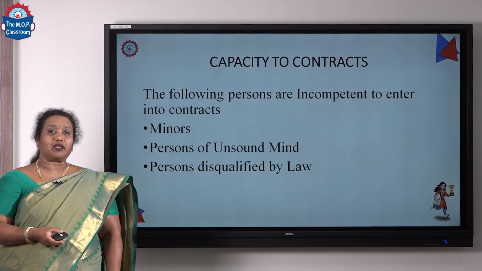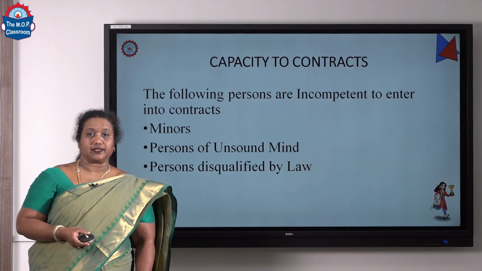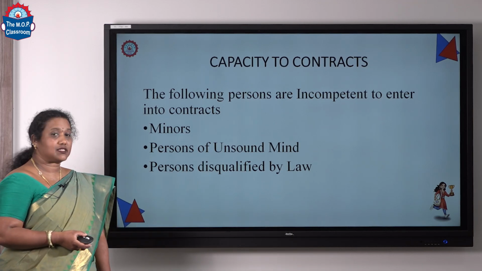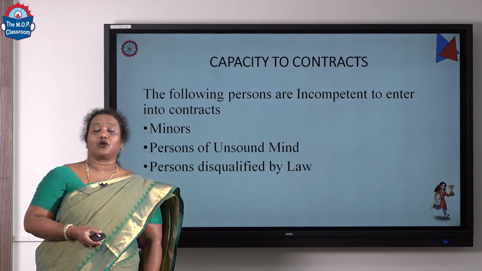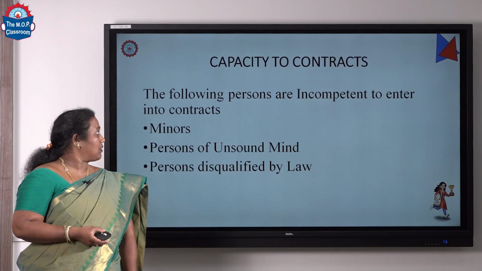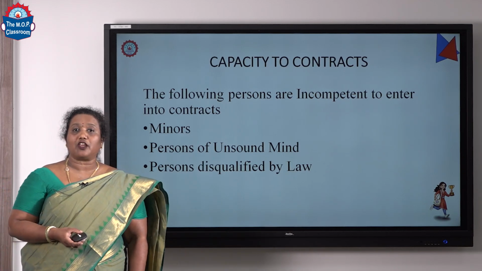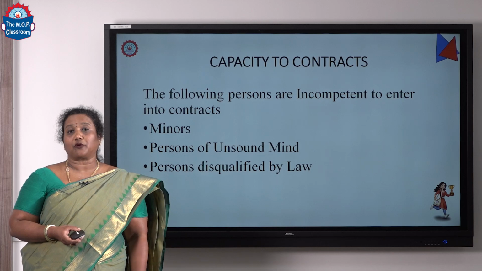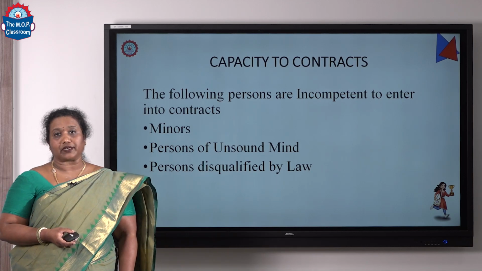Now, who is a minor? A minor is a person who has not attained the age of majority, that is 18 years. Now, who is declared to be of unsound mind? A person who is a lunatic, an idiot, or a drunken person. Third one, a person who is disqualified by law, who is not supposed to enter into a contract. So, these people are declared as incompetent persons.